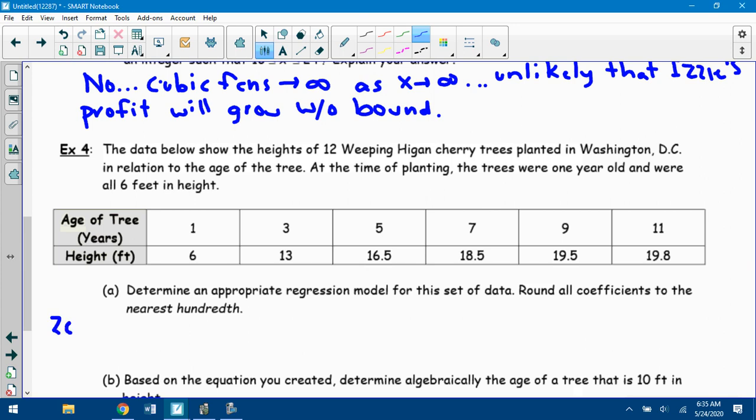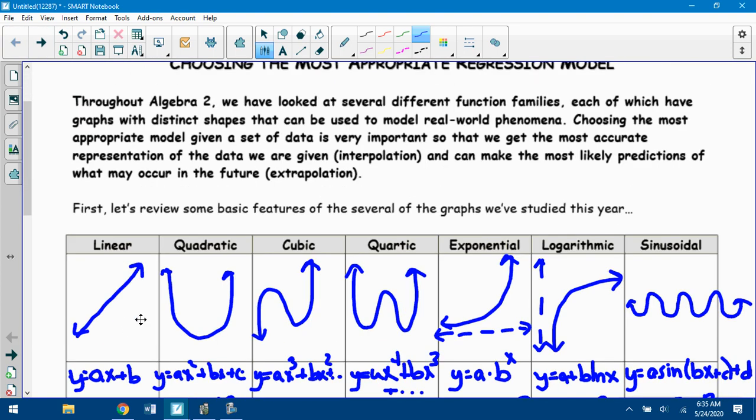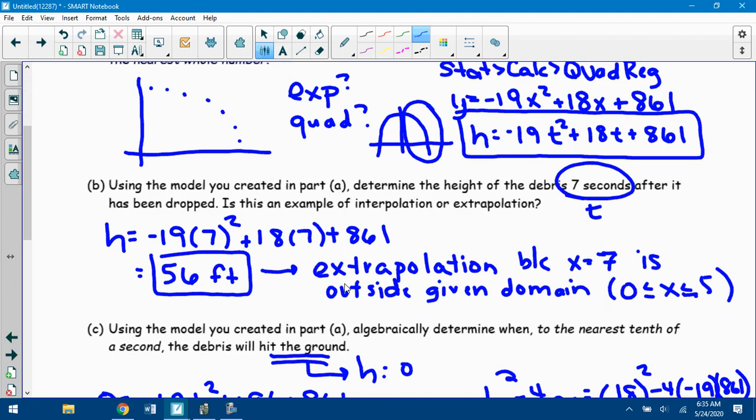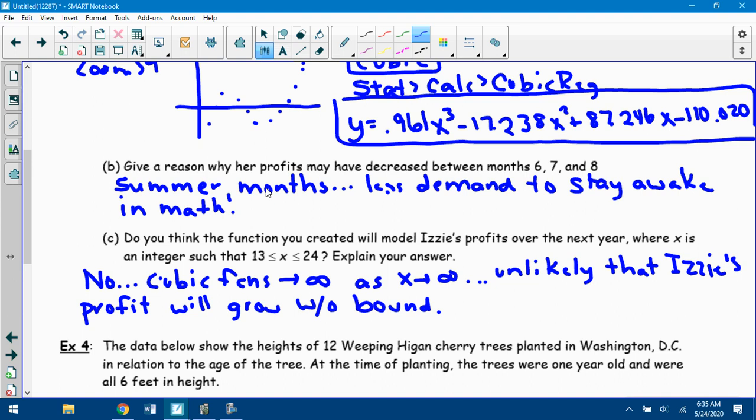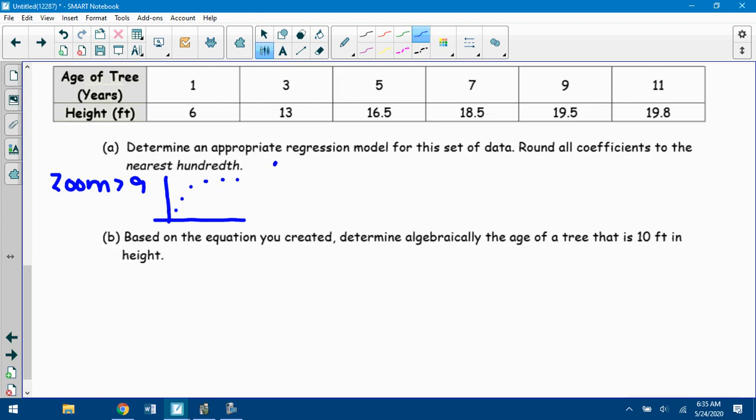So when it says determine an appropriate regression equation, we need to go through the whole analysis of what the graph looks like. It's growing at first and kind of leveling off. What kind of graph grows at first and then levels off? Logarithmic. So I would say this is a logarithmic one. That's the most appropriate regression model because of that leveling off.